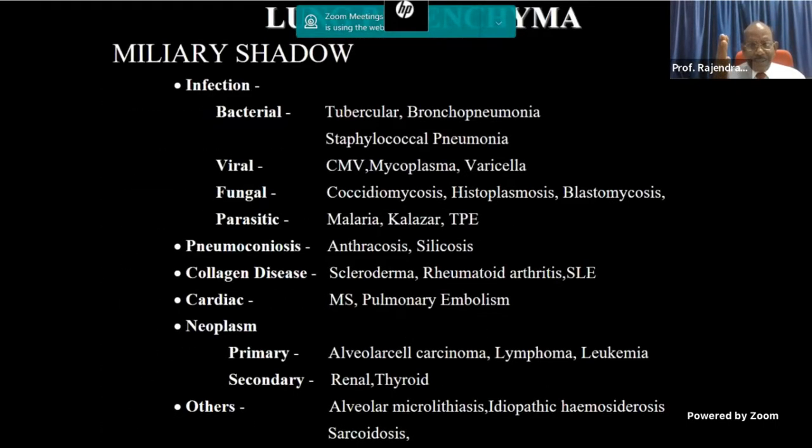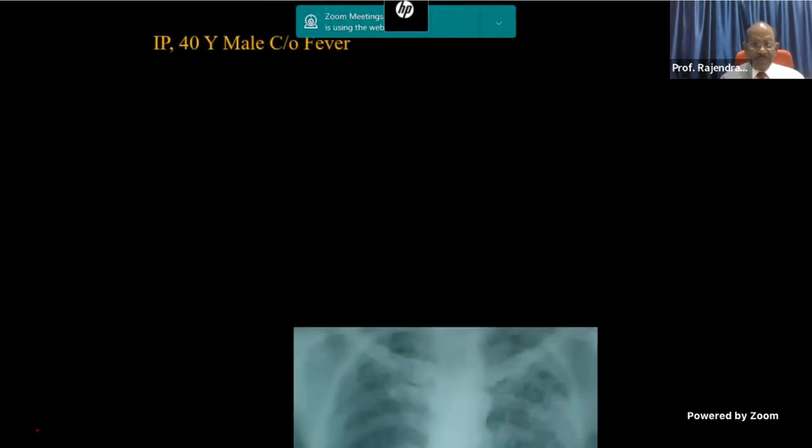And there are more than 100 reasons for miliary shadow. Many times we say miliary tuberculosis, yes, which in India is the most common. So it should be at the top, otherwise there could be viral, fungal, parasitic, collagen disorder, cardiac, neoplastic, all sorts of lesions that could cause miliary shadows.